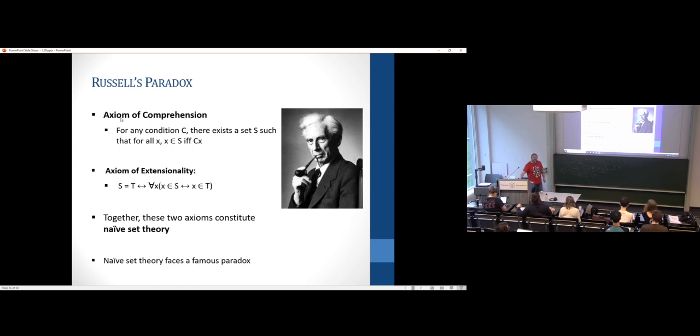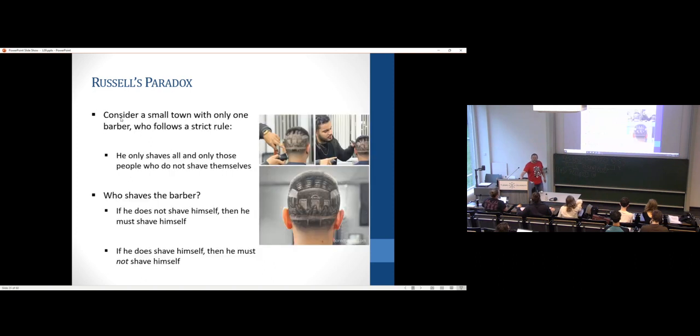Here's the analog version of Russell's paradox. Consider a small town who has only one barber, and this barber is extremely eccentric. They follow a very strict rule. And that strict rule is that they will shave all and only those people who don't shave themselves. So again, the barber shaves anyone who doesn't shave themselves. Seems sensible. Now we ask, who shaves the barber? Himself?